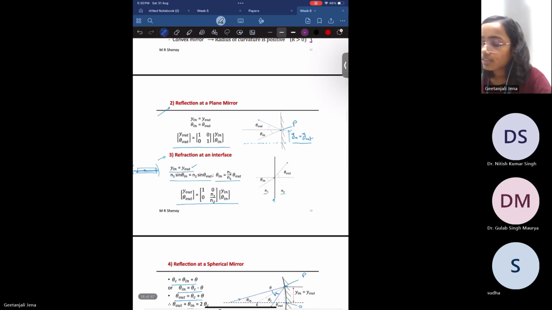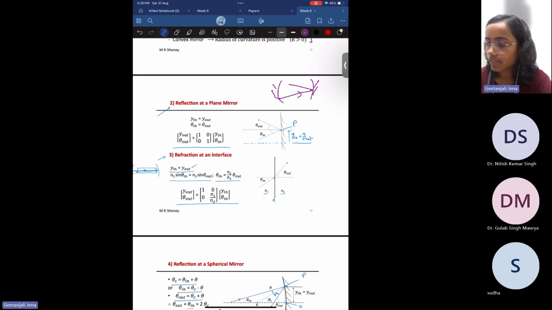Okay. And the next part is after propagation. So you've seen after propagation, it will be reflected back at this mirror surface. So now we'll see what is the matrix for this reflection.